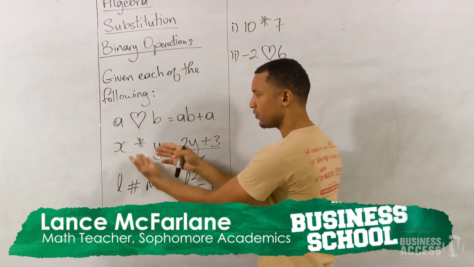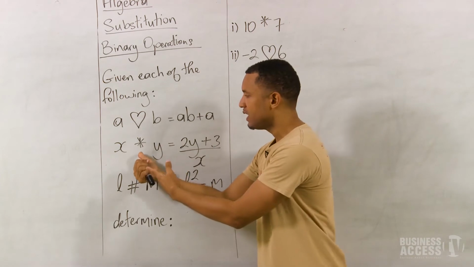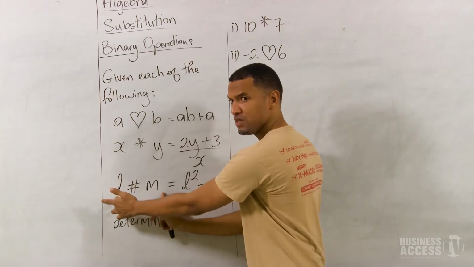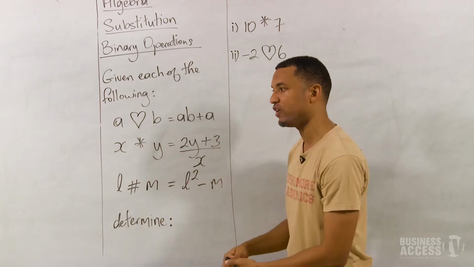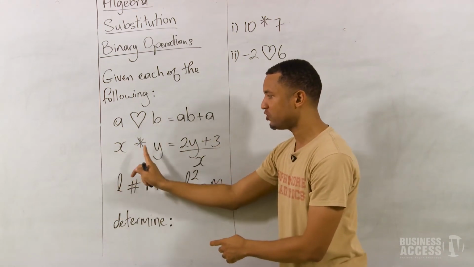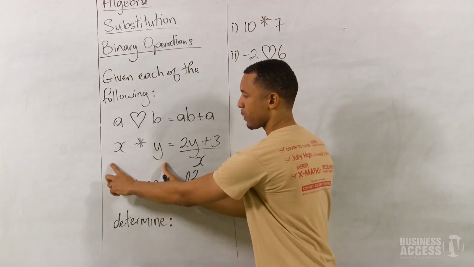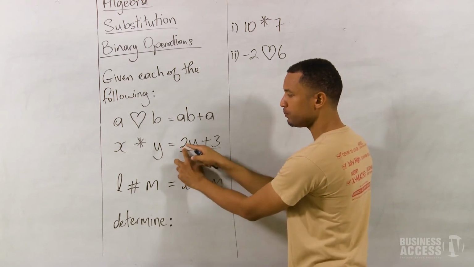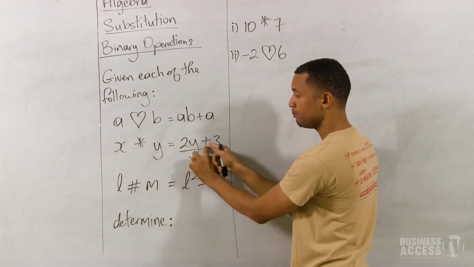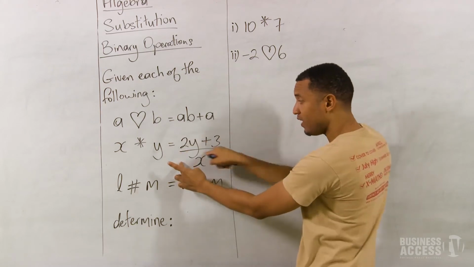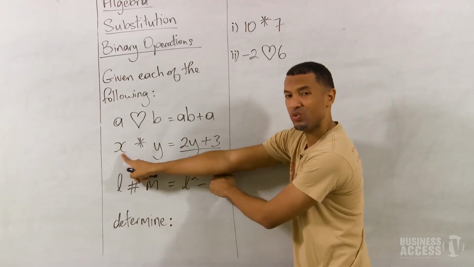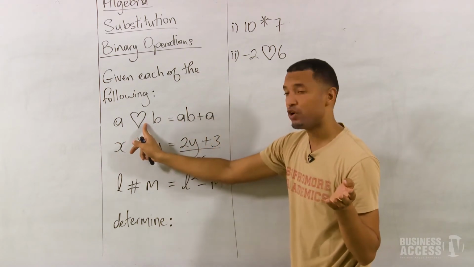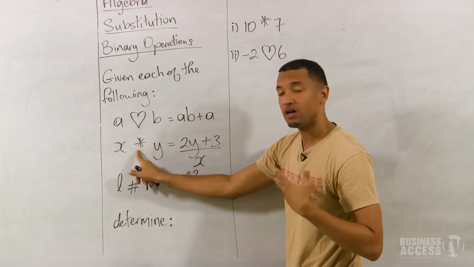All right, so for instance, this asterisk then, I just feel like using two other letters. I could have used A and B, but I'm just using different letters for different letters' sake. X asterisk Y. What did it say to do? So it's equal to 2 multiplied by the second number plus 3. And you divide all of that by x, which is whatever the first number is. All right? So this is an operation. We just defined it.